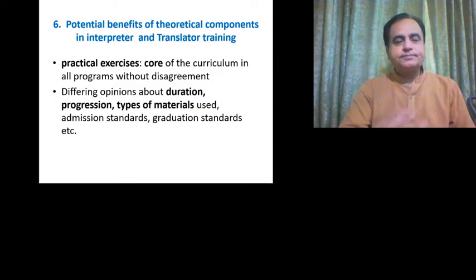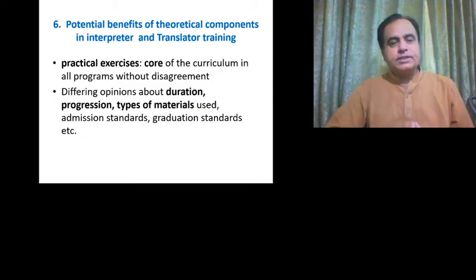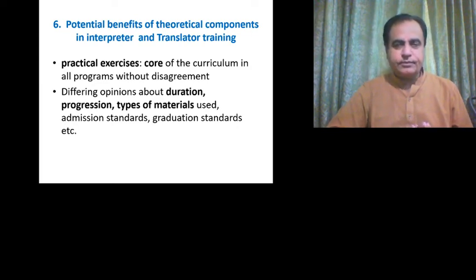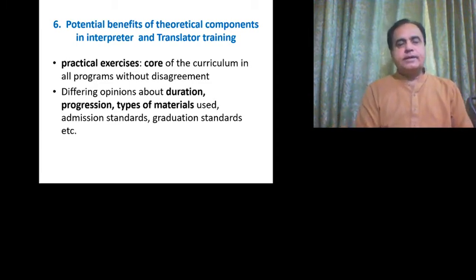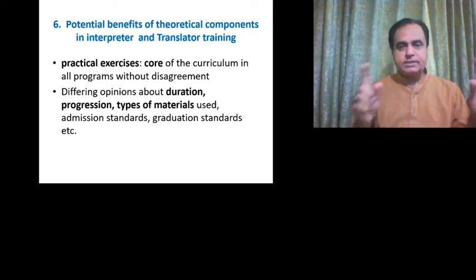So let's start. Point number 6 is potential benefits of theoretical components in interpreter and translator training. What are the benefits? Here we are going to discuss the benefits that we can have while including theoretical components in any translation curriculum.